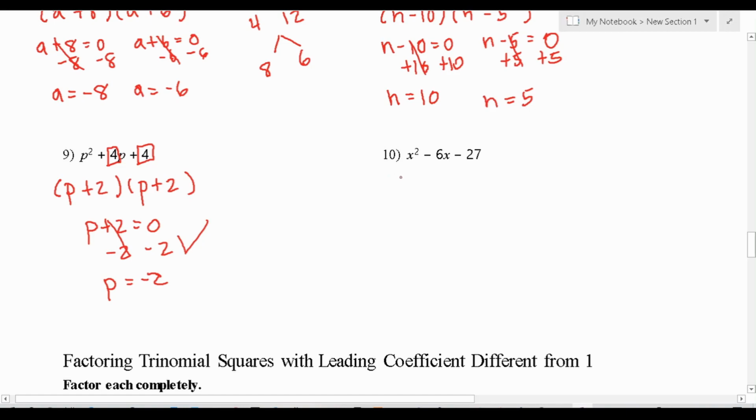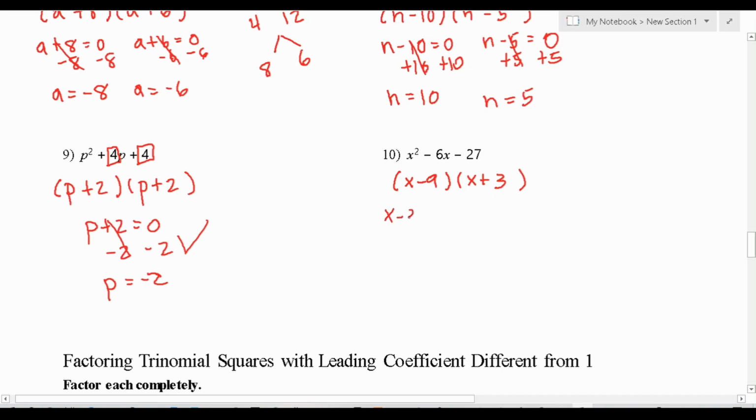Finally, we have this one, x squared minus 6x minus 27. So we have x and x. And we're looking for two factors that multiply to negative 27 and add to negative 6. Negative 9 times positive 3 will give you negative 27. And negative 9 plus positive 3 will give you negative 6. So I know these factors are going to be negative 9 and positive 3.